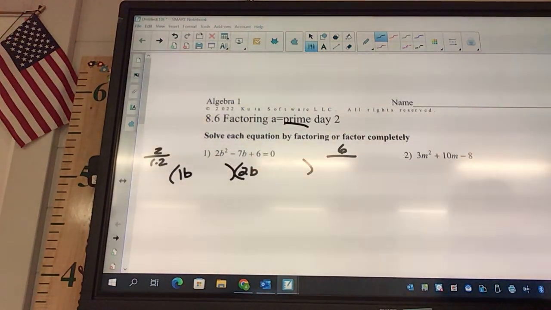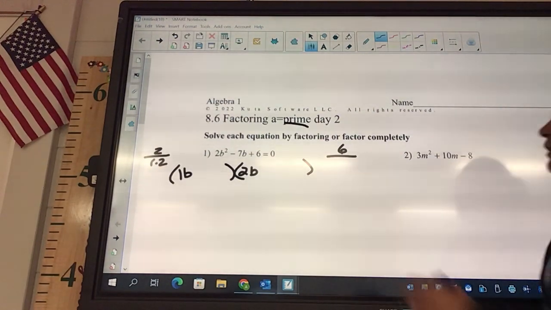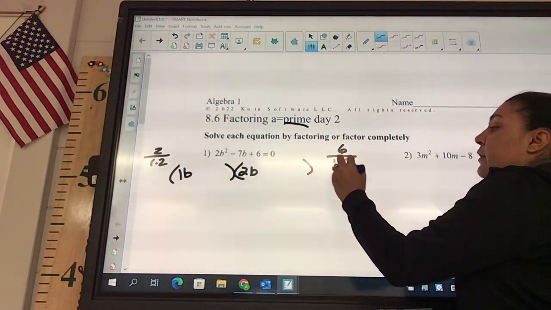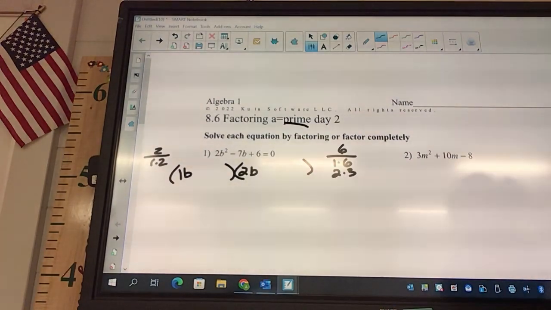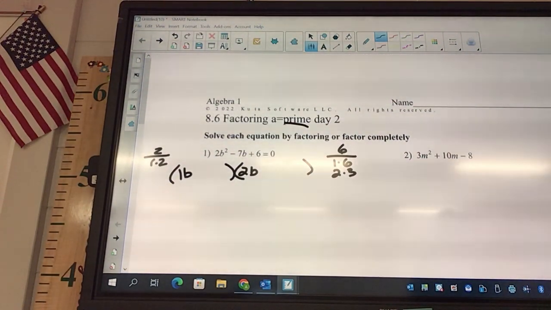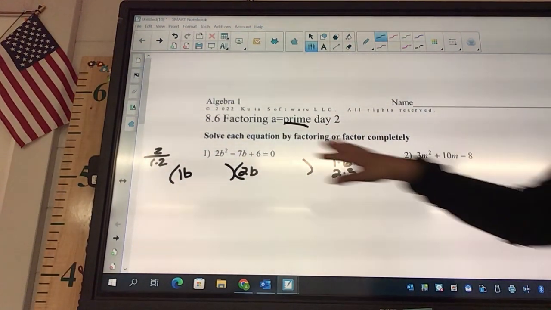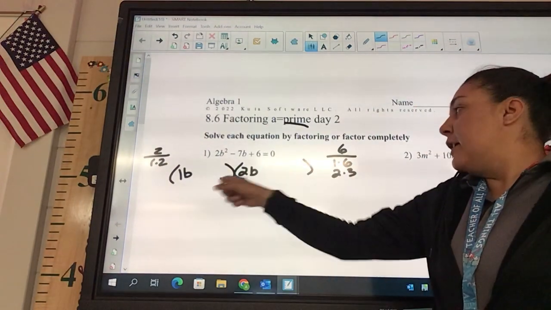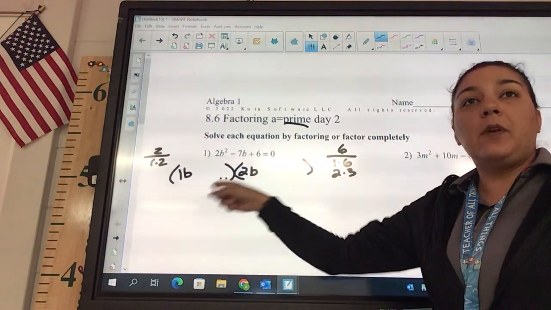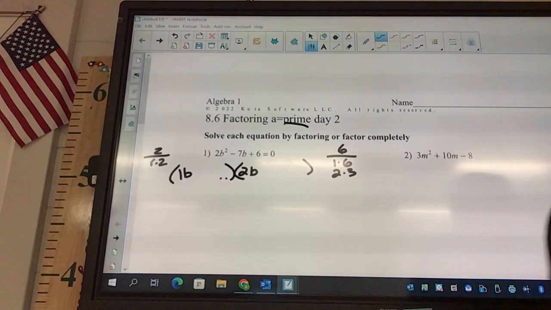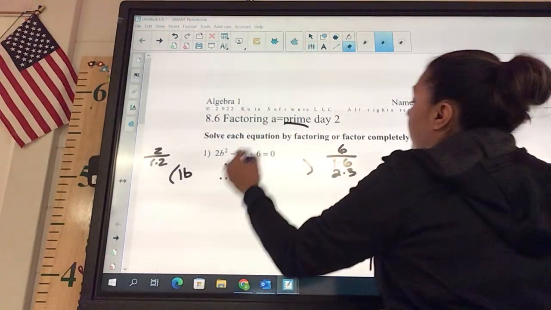And what are some factors of 6? 1 and 6, and 2 and 3. Okay, so there's really 4 options to choose from. You could say 1, then 6, 6, then 1, 2, then 3, or 3, then 2. Okay, because it matters where you put them. And so you kind of just have to pick. And what do you guys want me to try?